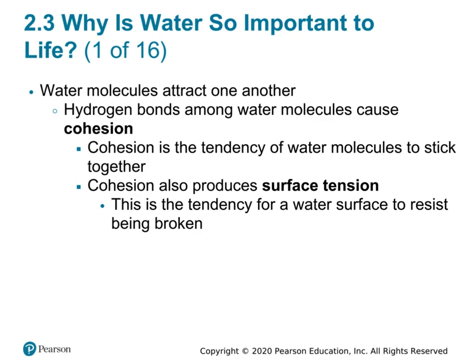It's the reason that the basilisk lizard can run across the surface of water, or a water strider can skate across water. It's essentially the tendency for a water surface to resist being broken. It explains why a belly flop hurts.